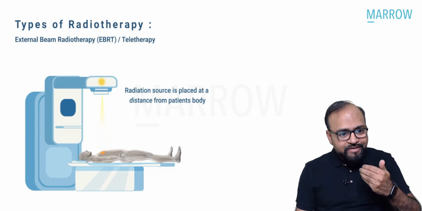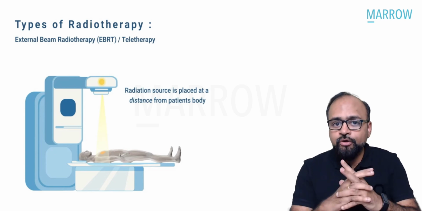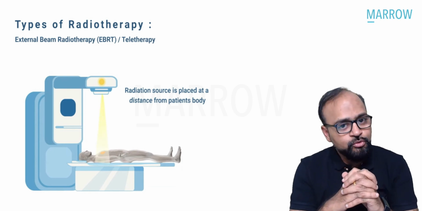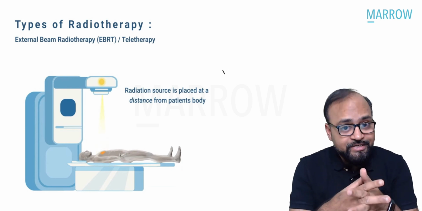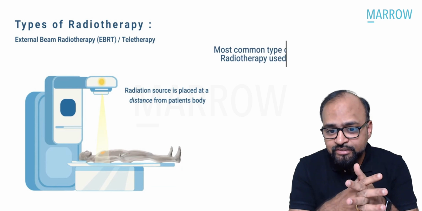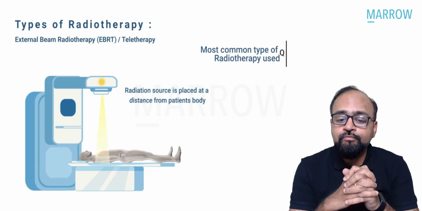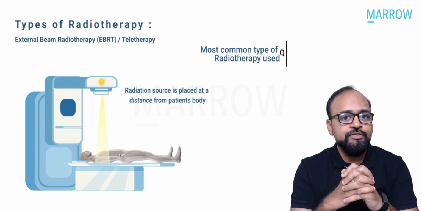Now, what are the various types of teletherapy? There are two main components which are used in teletherapy. What are those? Either it could be a cobalt 60 machine or it could be Linacs. This is the most common type of radiotherapy which is used, right? So let us explore it a bit more. Let us probe it a bit more.